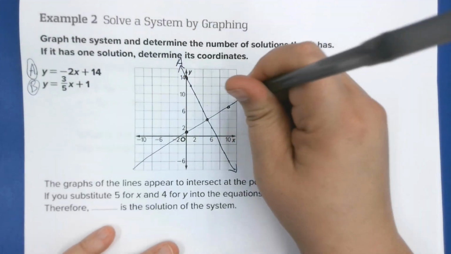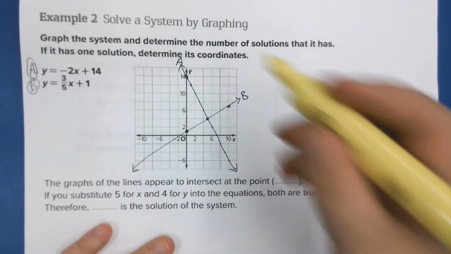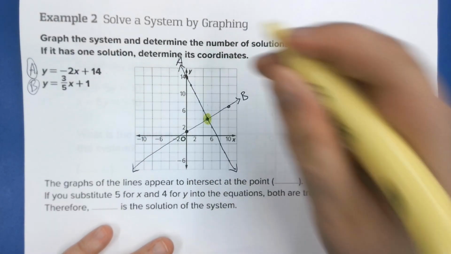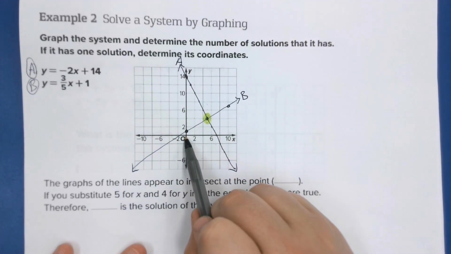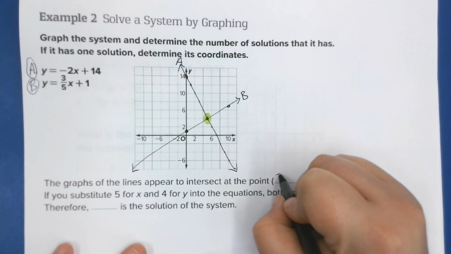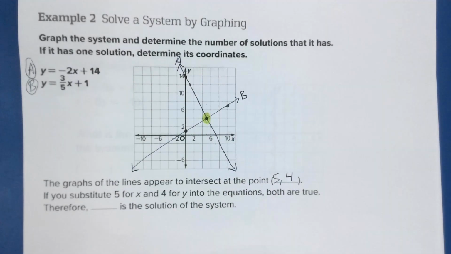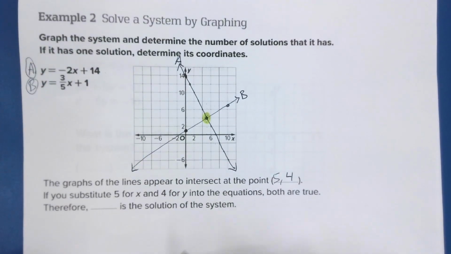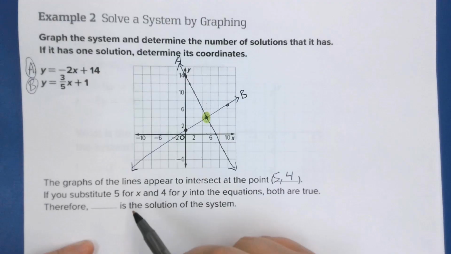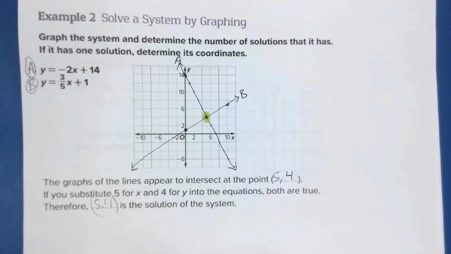These are lines, remembering that they keep going. This is my line B, and I can see right here, this point right here. I need to figure out what that point is, so I've got 2, 4, 5, comma, I went up 2, 4. So (5, 4) is where the two lines intersect. If I substitute 5 for x and 4 for y into these equations, both are true, which means that (5, 4) is the solution to this system.